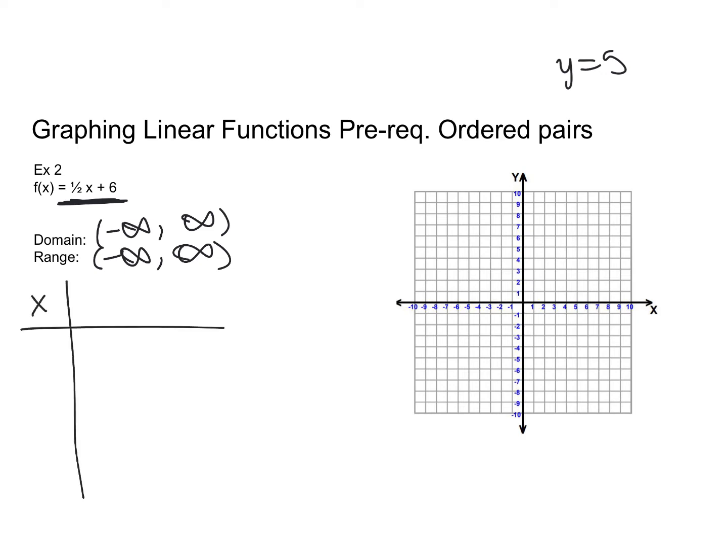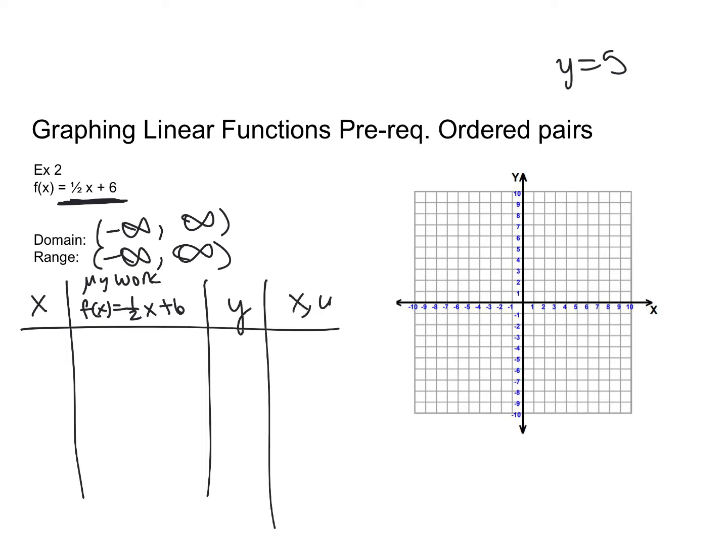Okay, so let's go ahead and make a table. So we're going to have x, we're going to have my work, which is f of x is equal to 1/2 x plus 6. And then we're going to have the y, and then we're going to have our ordered pair. Now, we're going to be very efficient. So we're just going to do 2 this time. But you can do as many as you want, especially if you think it's fun. You could do like 100 if you wanted to.